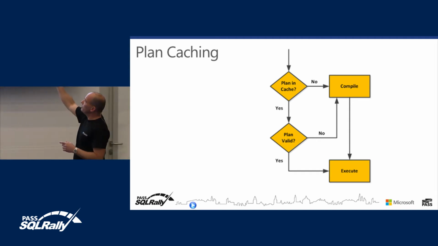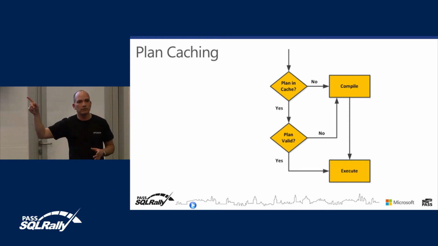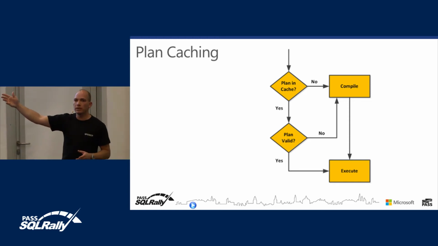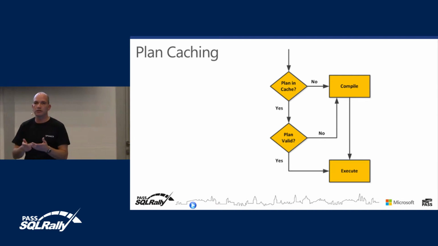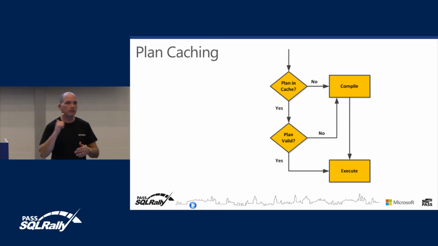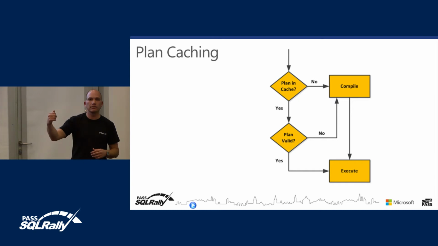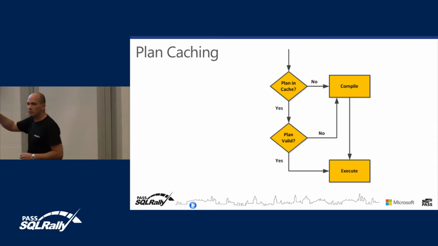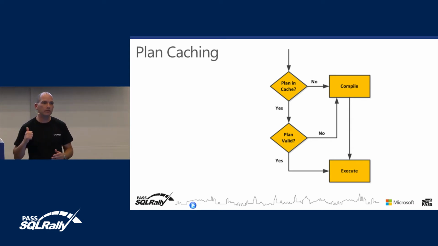But even if there is a plan in cache, it still has to verify that the plan is valid. What does it mean, a valid plan? The plan might not be valid because the schema has changed since the last time it was put there. Maybe someone added a column to the table. Maybe someone added an index or removed an index. Maybe the statistics which the plan was based upon are not up to date. There are updated statistics, and the plan is not valid because of that.